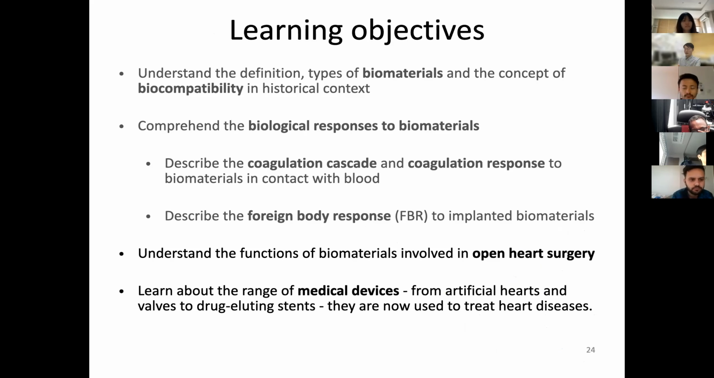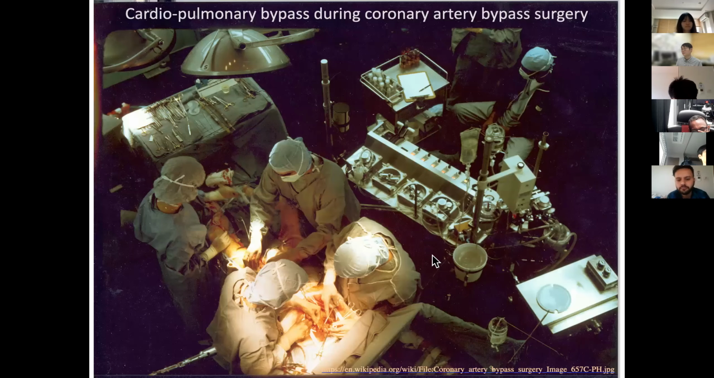So in the last part, I want to discuss open heart surgery and medical devices. This picture shows the surgical site of open heart surgery, the so-called CABG surgery, coronary artery bypass graft surgery. You see the patient's chest is open, and you see the patient's left leg has a cut. This is to take out the saphenous vein from the patient.